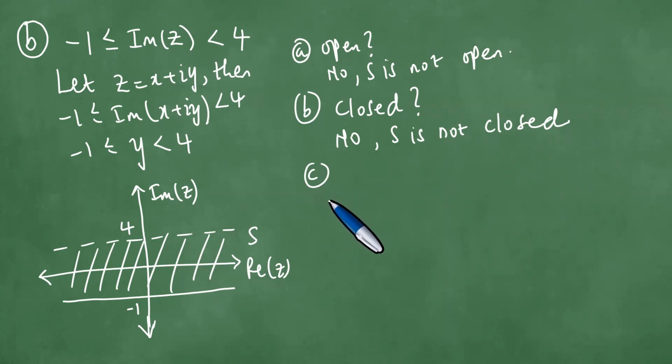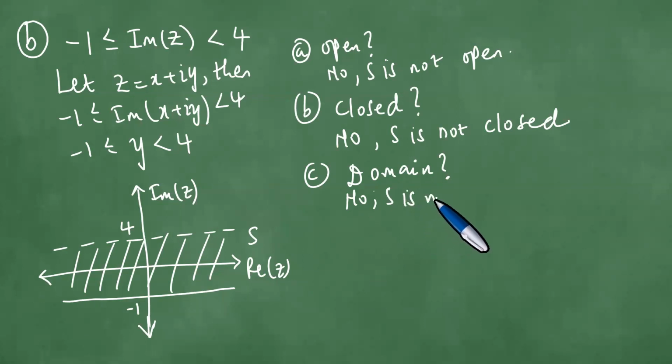C, is it a domain? Well, let's check if it is a domain. Now, domains must first be open. So since it's not open, it is not a domain. No, can just write no, S is not a domain because it's not open.